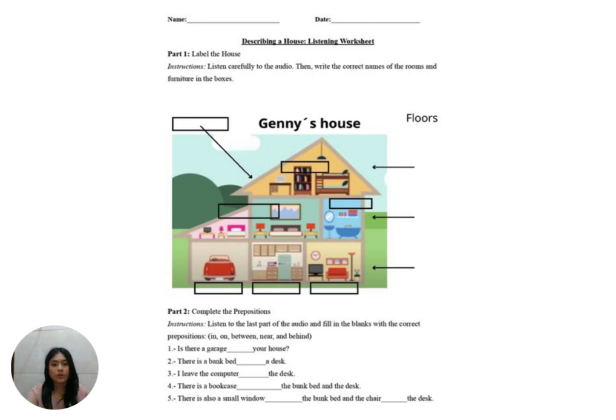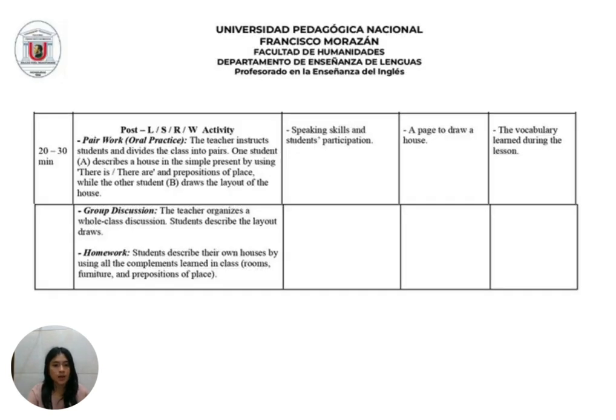We now move to the last stage, that is the post listening activity, where students practice speaking in pairs. One student, student A, describes a house in the present tense using there is and there are, and also the prepositions of place, while the other student, student B, draws the design according to the description given by student A.